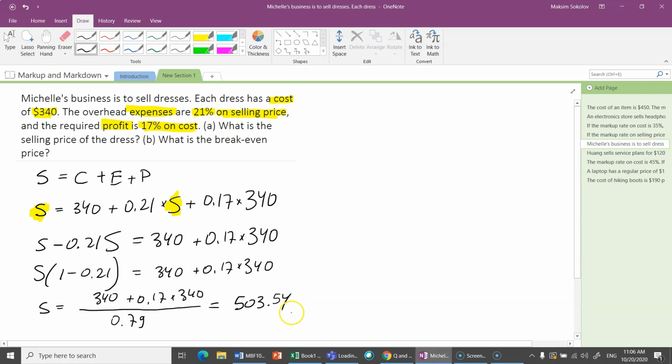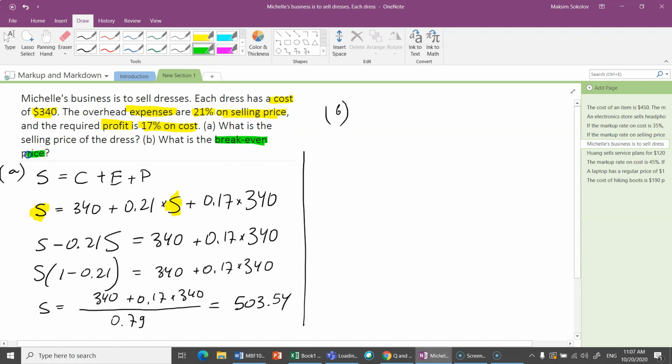503.54. Our selling price is $503.54. Great. Let's proceed to part B of this problem. So this was part A, and part B involves break-even price.